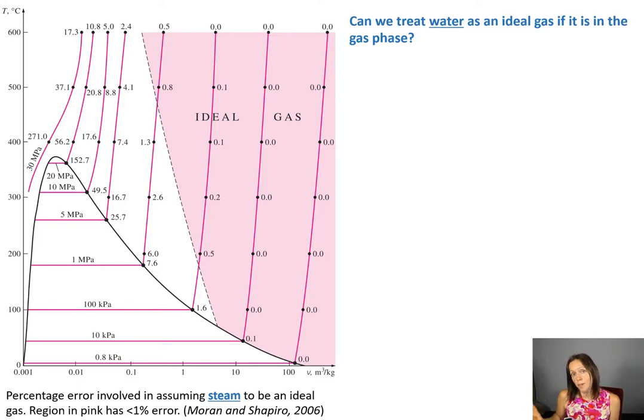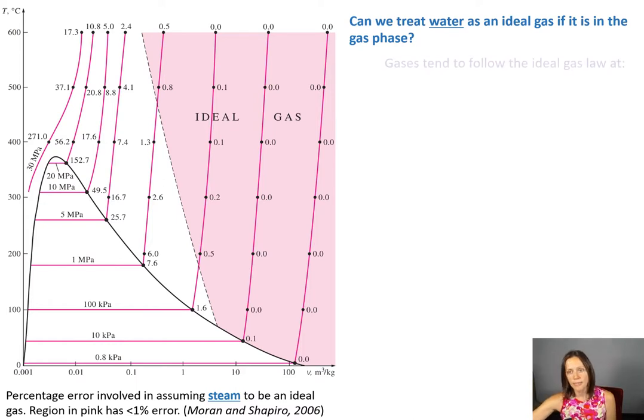Now, we're only talking about possibly using the ideal gas law if you're in the superheated region. If you're underneath the dome, then you've got liquid water. This is no longer something that you want to be looking at, so just be aware of that. It's only in the gas region.